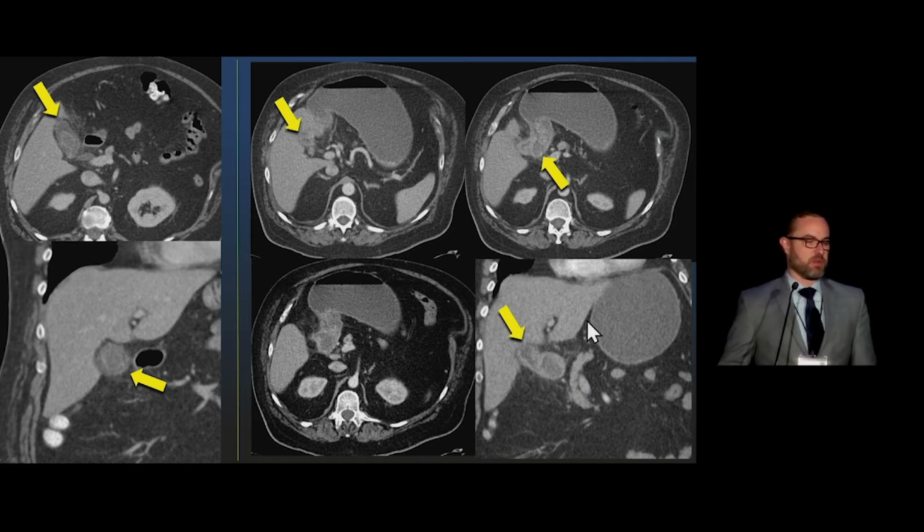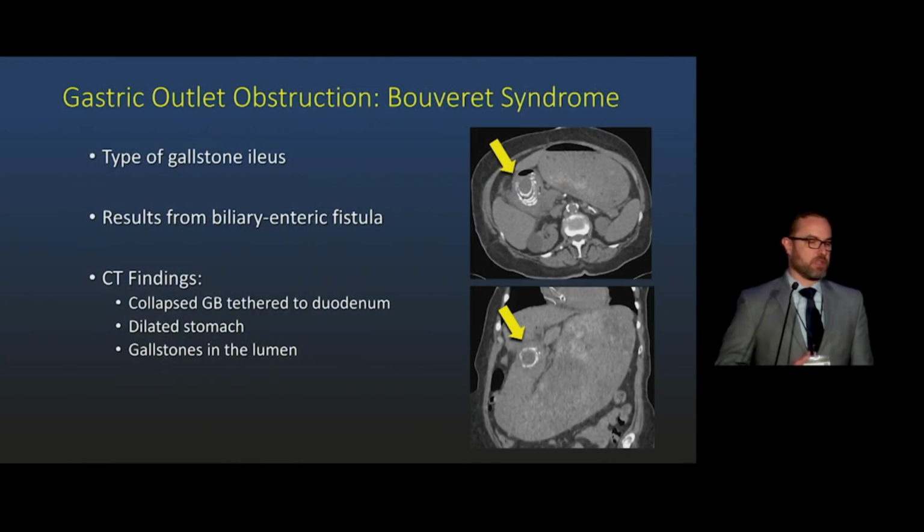Notice that their stomach is distended, similar to those other cases. The proximal duodenum is tethered to the gallbladder fossa, where the gallbladder is collapsed, and there's heterogeneous material within the lumen of the stomach. And this is a case of a patient whose chronic cholecystitis resulted in a fistula to the duodenum, causing gastric outlet obstruction, and this is a case of Bouveret syndrome.